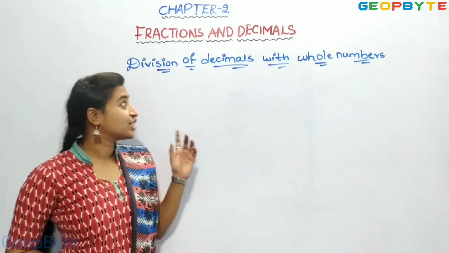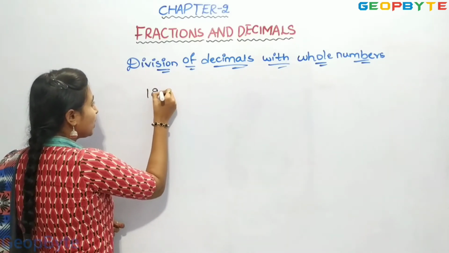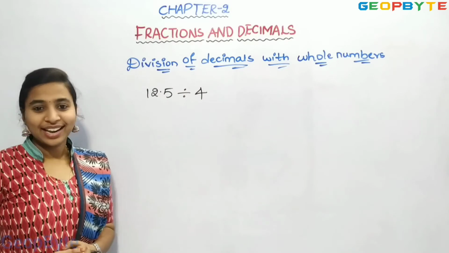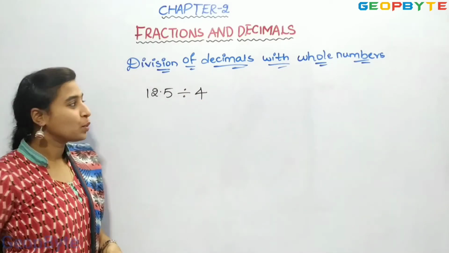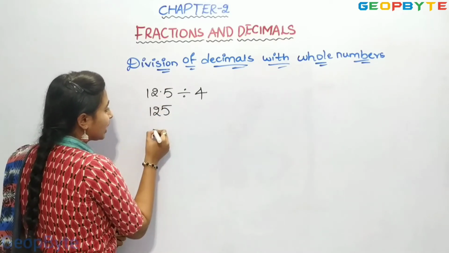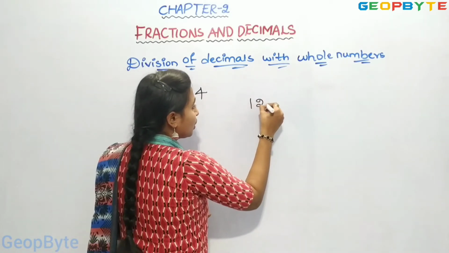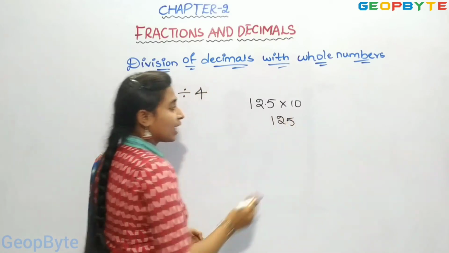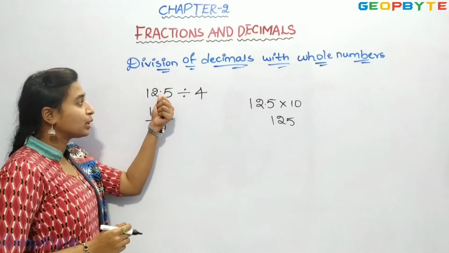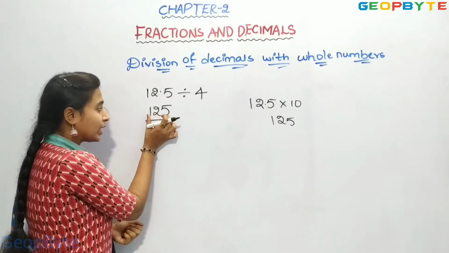Now, let us see division of decimals with whole numbers, right? Let us take a decimal, 12.5 divided by a whole number 4. I have taken a decimal and a whole number. Now, we will divide these two numbers. First, we need to write this 12.5 as 125 by 10, because in multiplication, we have written 12.5 into 10 as 125. We have put this point one digit towards the right. So, here we have to remove this decimal point. So, we need to divide the number 12.5 by 10. Then it becomes 125 by 10.